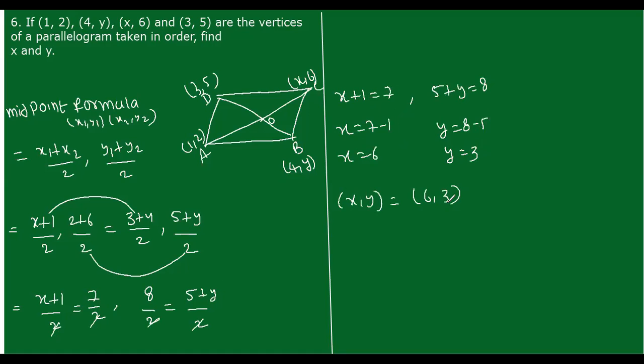Sorry, here I should not take x and y as a combination point, because the question asked individually to find x and y. So the x value is 6 and the y value is 3. Okay guys, now let's do the seventh one.